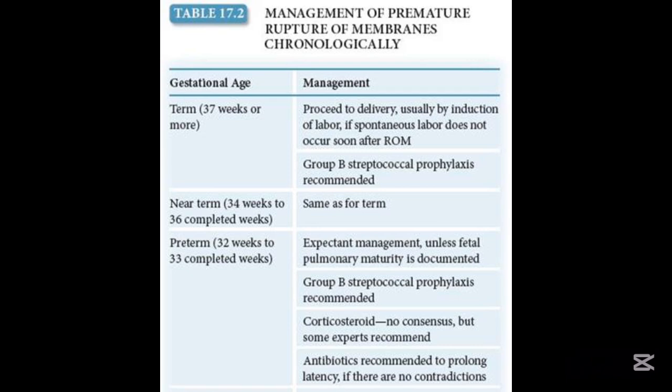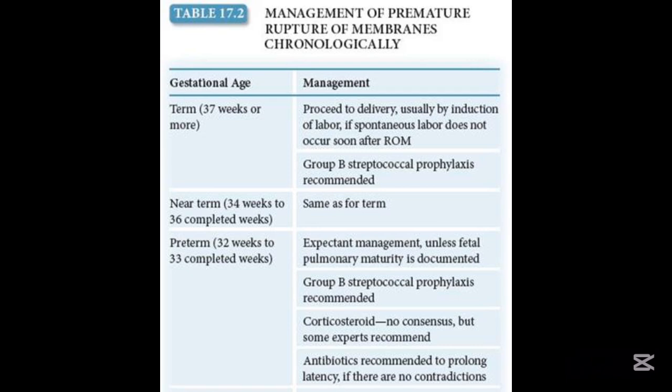If the pregnancy is greater than 34 weeks or infection develops, delivery is indicated. IV antibiotics and labor induction are also indicated. If chorioamnionitis is suspected, here you would carry out an immediate delivery regardless of gestational age. You also give broad spectrum IV antibiotics.